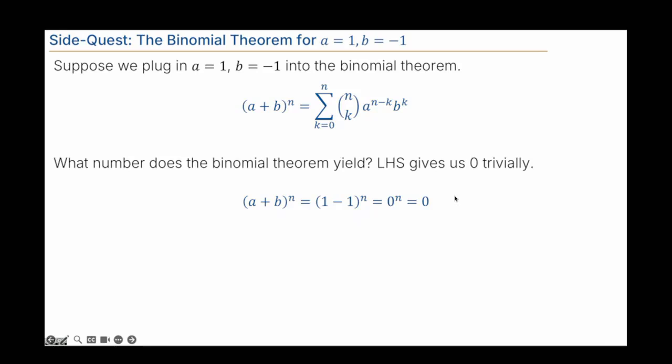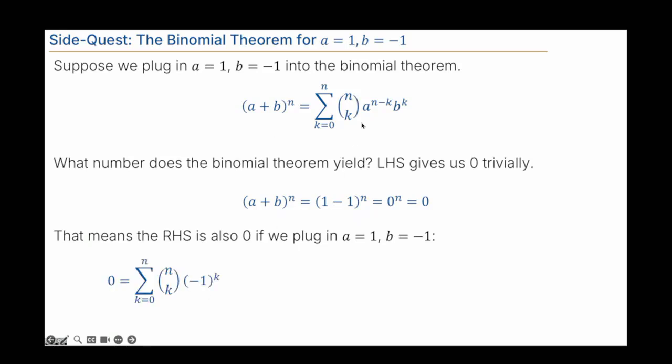Okay, that's a very fancy 0 you've got there. Well, what's nice is that on the right-hand side, if we plug in a equals 1 and b equals -1, this will also be 0. Okay, so we plug in a is 1, so a to some power is just 1, and then -1 to the k. This whole thing is going to be 0. And that's not obvious that this would be the case, but the binomial theorem tells us this.